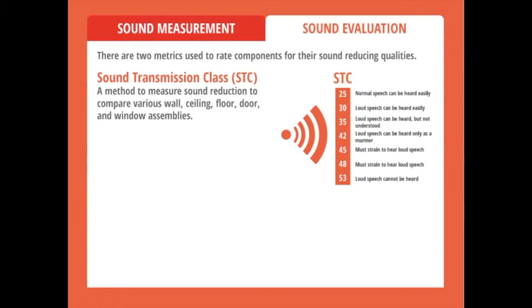STC only considers frequencies down to 125 Hz. This can be misleading due to the fact that most sound isolation complaints are from noise sources that are below 125 Hz, such as traffic noise from airplanes and trucks, and sound from the average home theater.